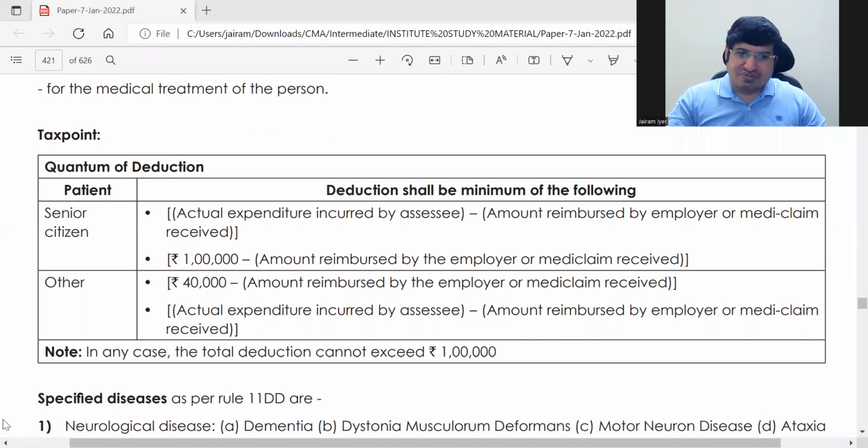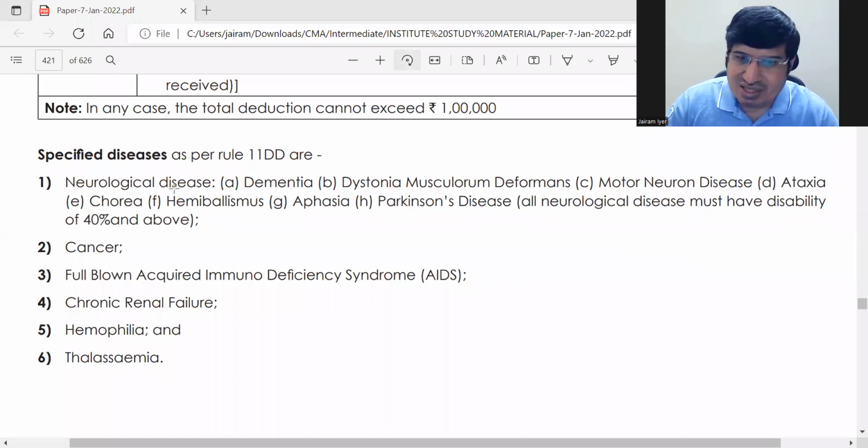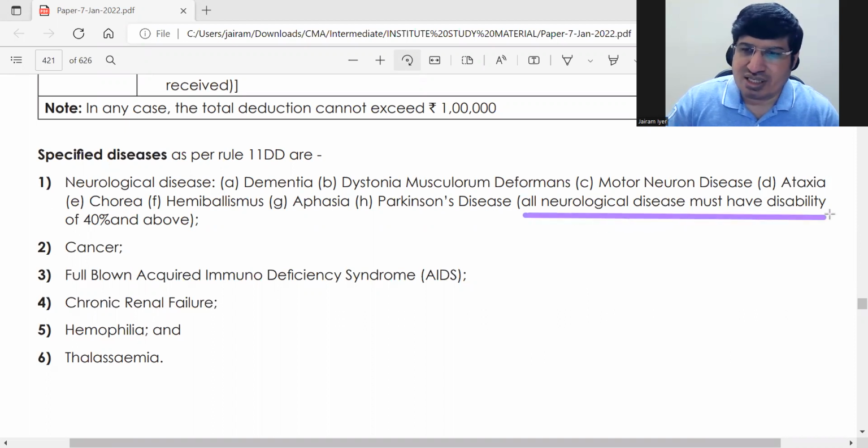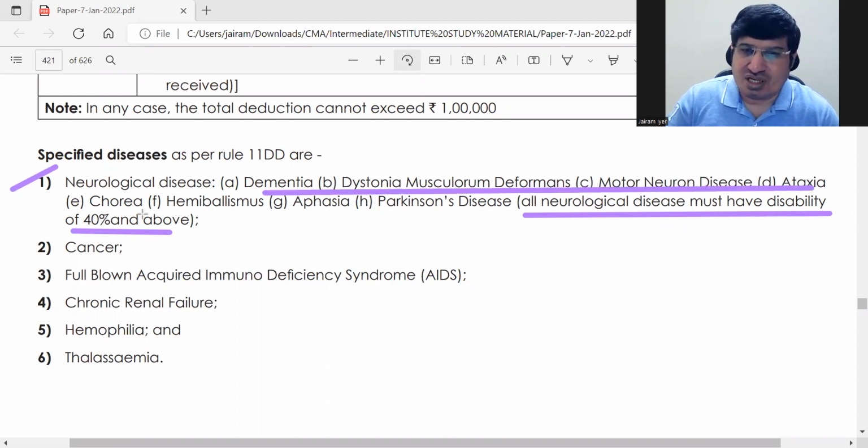And these are the diseases specified in Rule 11DD. You don't need to remember it as such, just read it once. And here, all neurological diseases, neurological meaning nerve-based diseases, must have disability of 40% and above. The point one is all neurological. All these are neurological diseases, and disability must be 40% and above.